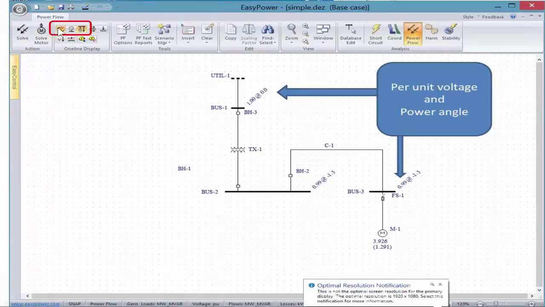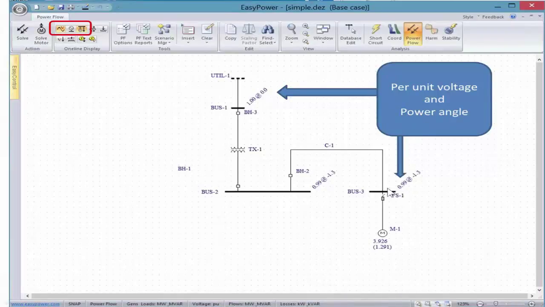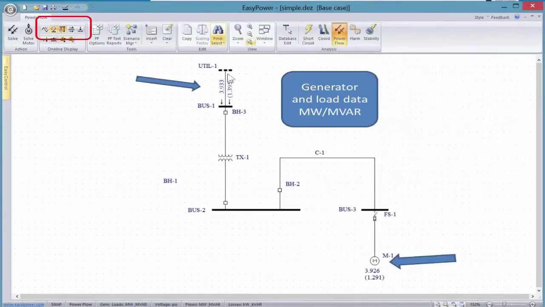these icons here on the top left, we have the ability to turn on and off different parts of the display based upon what we're trying to focus on. So initially the buses can be set up to show per unit voltage and then the power angle, and the power angle will change as we have more or less reactive loads in the system. We can also display the generator and load data. In this case we're showing the megawatt flow and the megavar flow. So this is real power and this is reactive power supplied by the utility in this case. And this is the real power and reactive power that's being used by the load.